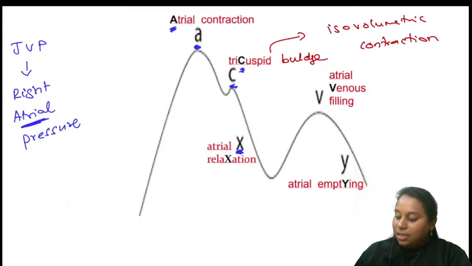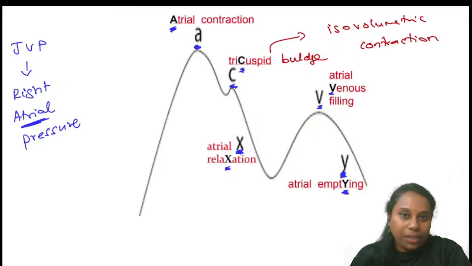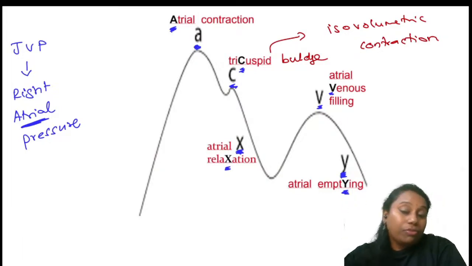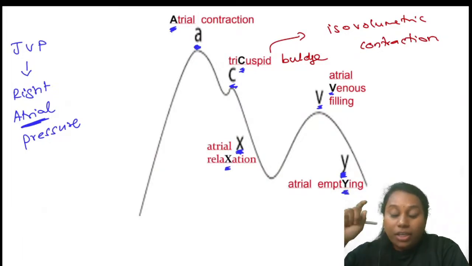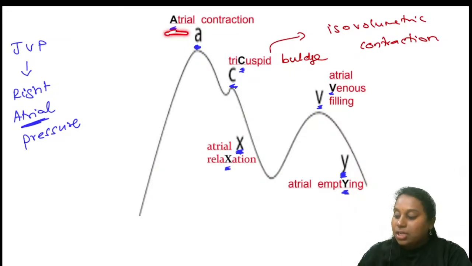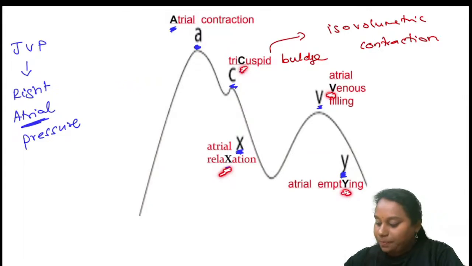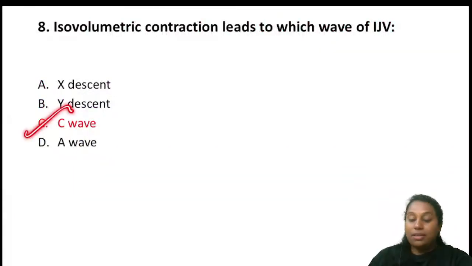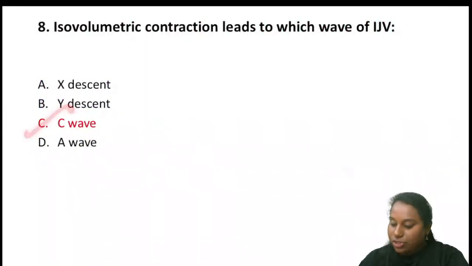X wave is seen in X for atrial relaxation. V wave is seen in V for atrial venous filling. Y wave in JVP, Y for atrial emptying. So just correlate the waves of JVP to atrial events. Don't confuse them with ventricular events here. We are talking only about atrial events. A for atrial contraction, C for tricuspid bulge, X for atrial relaxation, V for atrial venous filling, and Y for atrial emptying. Back to the question: isovolumetric contraction leads to, yes, tricuspid bulge, which is the C wave in the JVP.